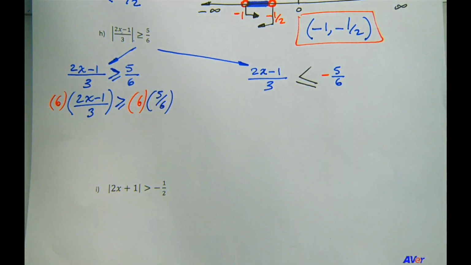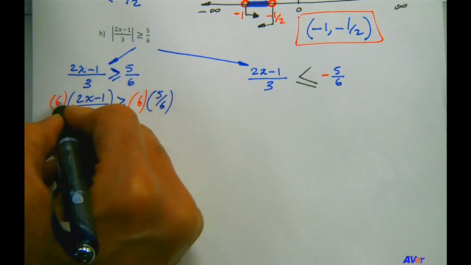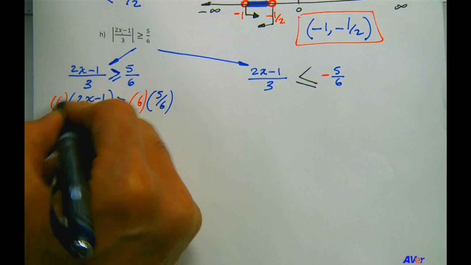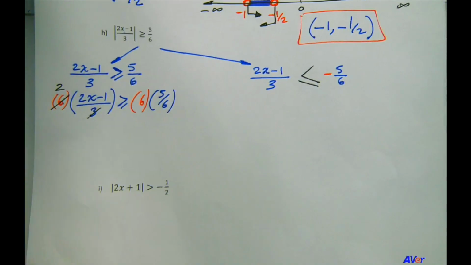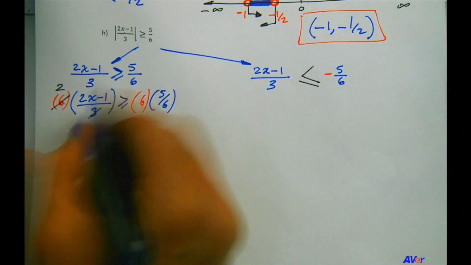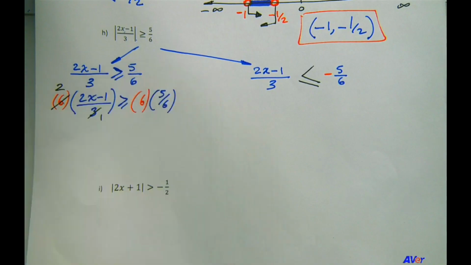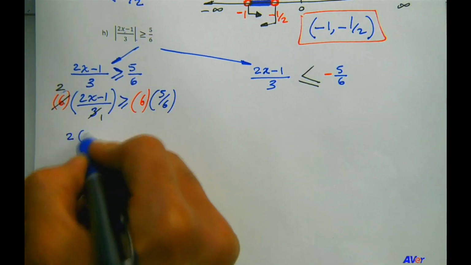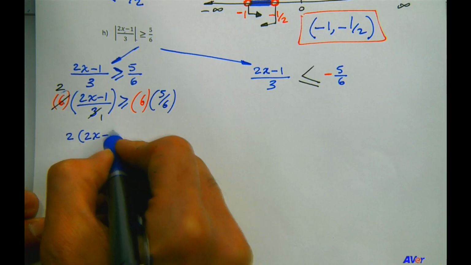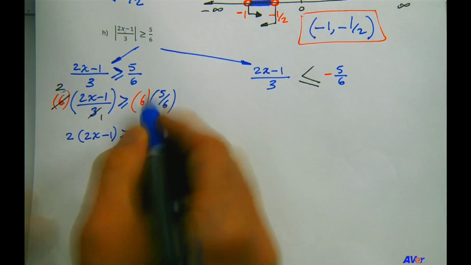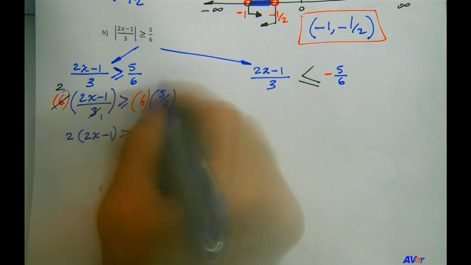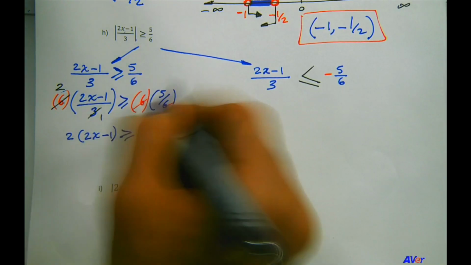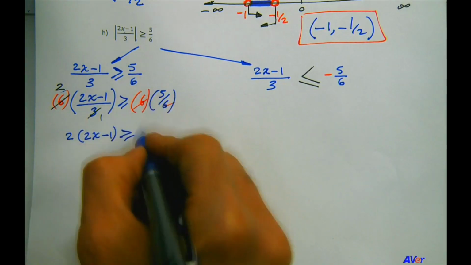So then the 3 goes away, and 6 has a 3 factor, so that goes away, and we're left with 2. So on the left, we have 1 here. So 2 times 2x minus 1 is greater than or equal to, the 6 and the 6 cancel each other out. We end up with 5, right?